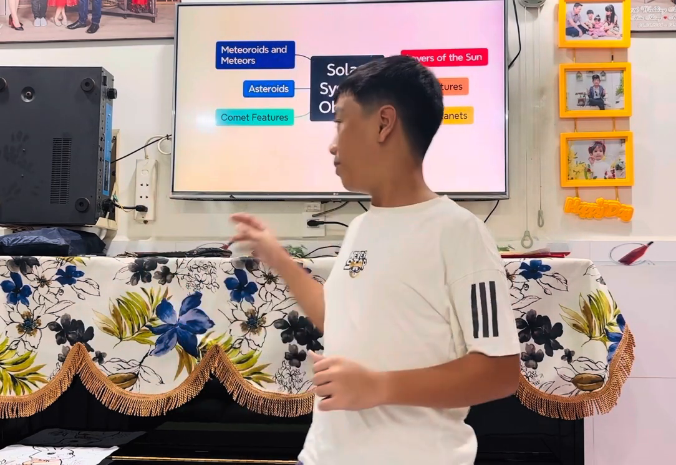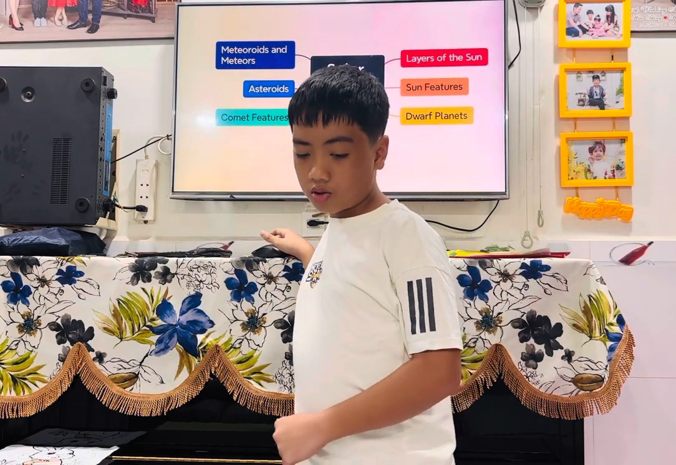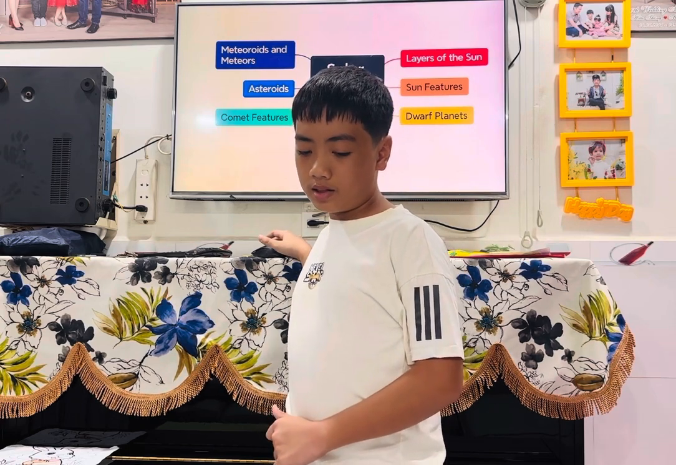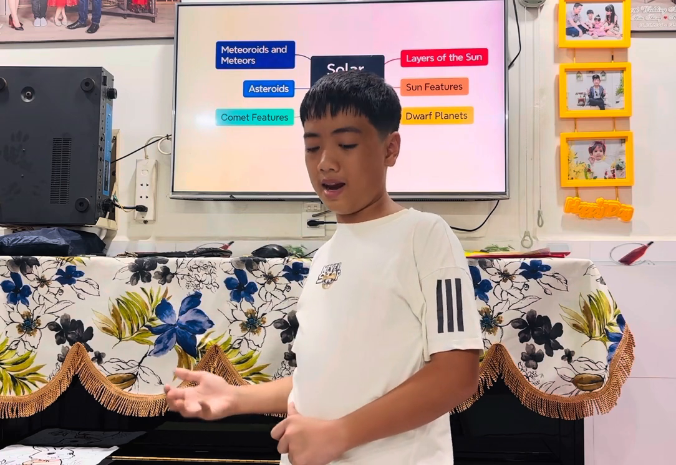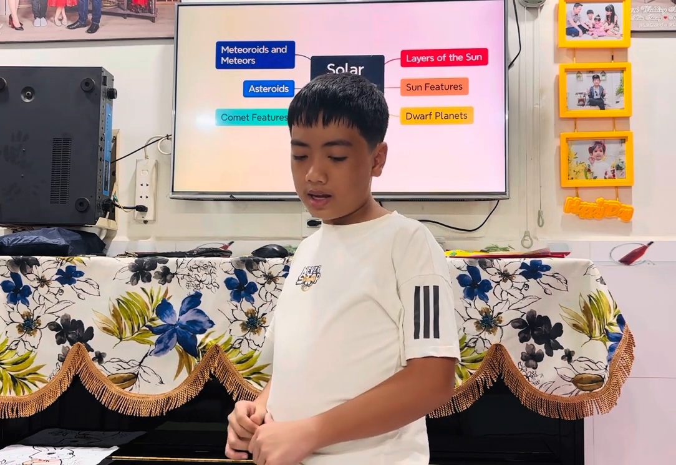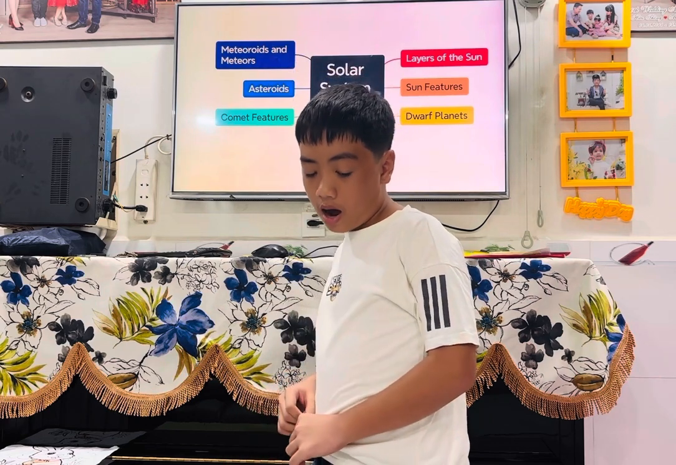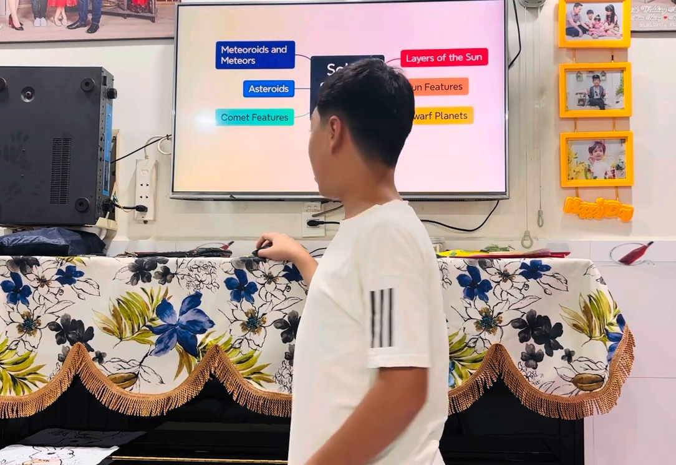encircling the sun. And finally is the corona, which is crown in Latin. You can see a halo or a crown during a total solar eclipse. That's the job of the corona.